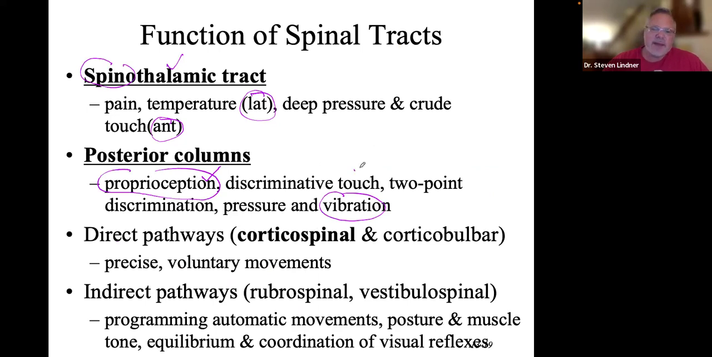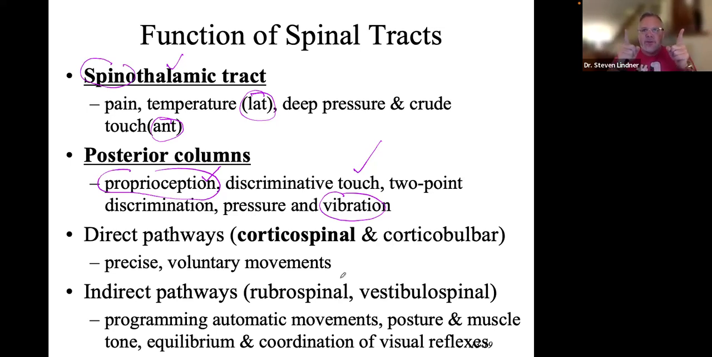What we mean by this is you can be behind someone, take your right pointer finger, touch their right shoulder, your left pointer finger, touch their left shoulder at the exact same time. And you could say to the person, how many fingers am I touching you with? They should be able to say 2. They can discriminate between their right shoulder and left.